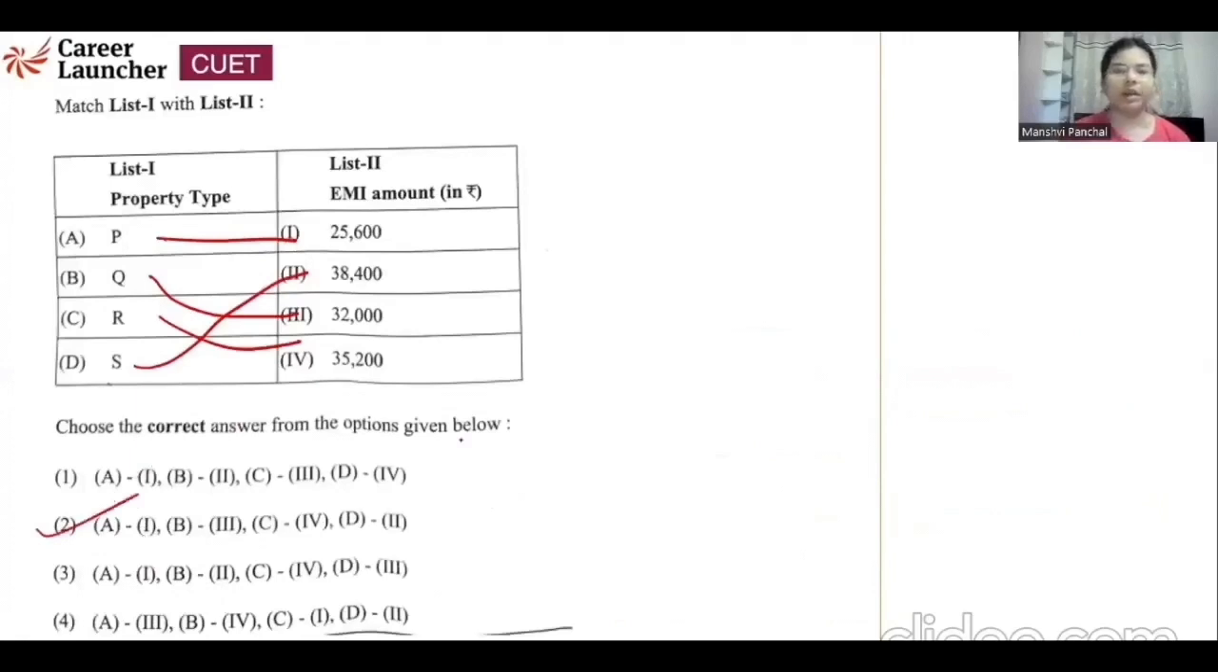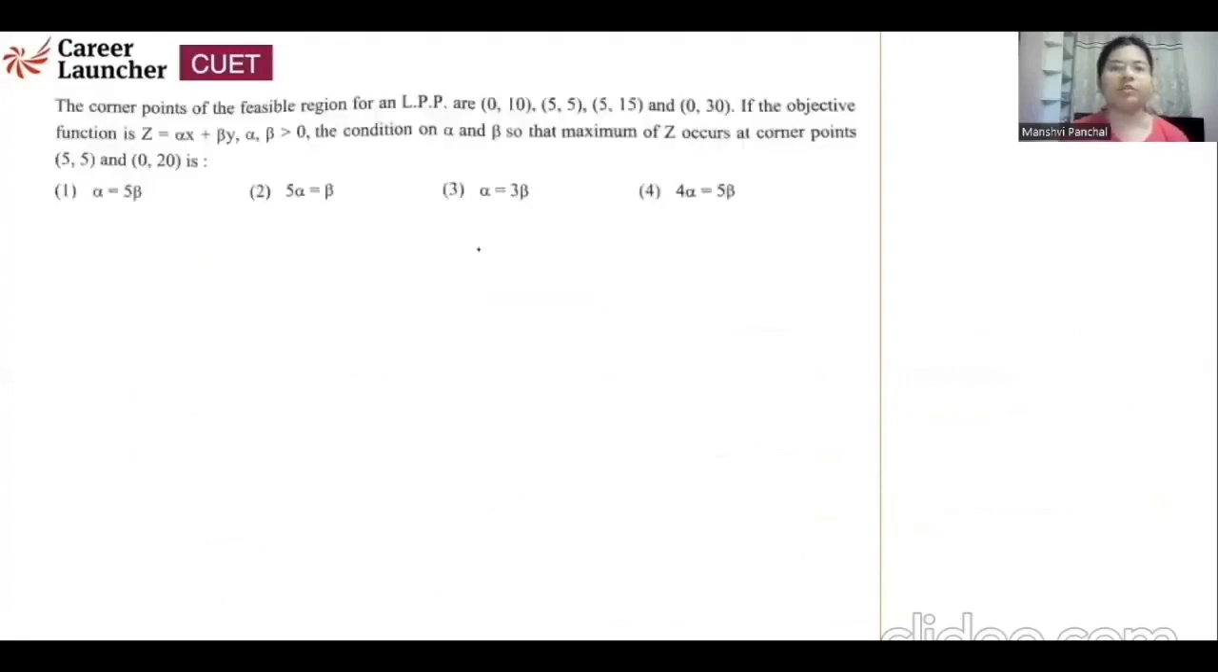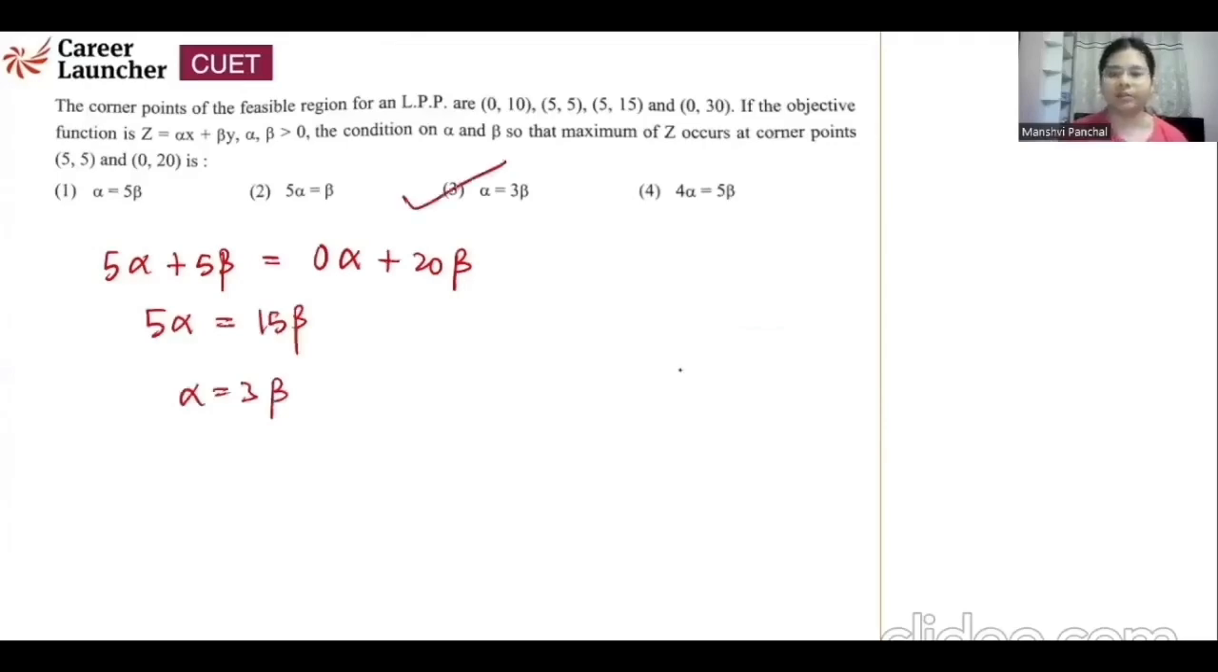Right? Next, we have question number 64. The corner points of the feasible region of an LPP are (0, 10), (5, 5), (5, 15) and (0, 30). If the objective function is z, the condition on alpha and beta such that the maximum of z occurs at the corner points (5, 5) and (0, 20). So at (5, 5), it will be 5 alpha plus 5 beta. This should be equal to the value at (0, 20), which means 0 alpha plus 20 beta. So this will become 5 alpha is equal to 15 beta. It means alpha is equal to 3 beta. Option 3 is the correct answer.